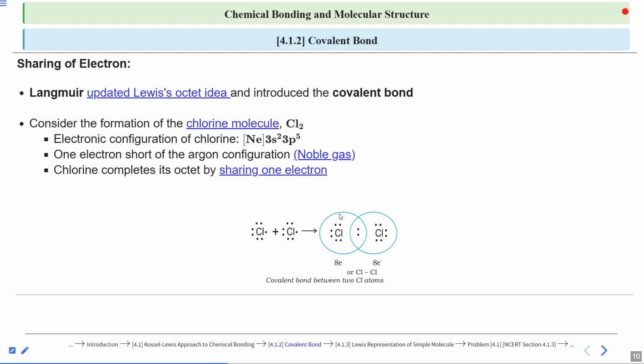And if you count the number of electrons in one circle of this chlorine, you will count it to 8. It's very easy. Similarly, for this right side chlorine, you have 7 in the uncommon area, or 6 in the uncommon area, and 2 in the common area. That totals up to 8 electrons of chlorine. So this is a simple example of how an element completes its octet using sharing.